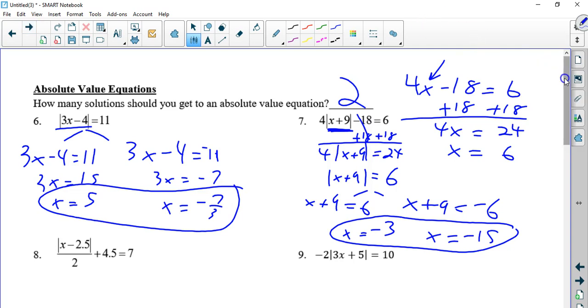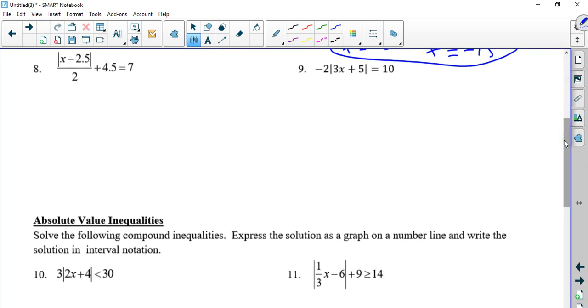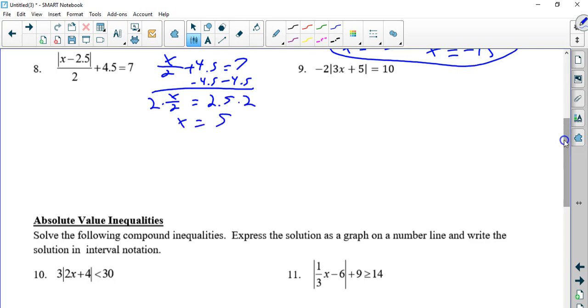But just think about your absolute value as a variable. Remember what to do. Same thing here. If I had x over 2 plus 4.5 equals 7, what would I get rid of first? I'd subtract the 4.5. Okay? And I'd get x over 2 is equal to 7 minus 4.5, so that's going to be 2.5. Now I would get rid of the 2, and I'd have x equals 5.